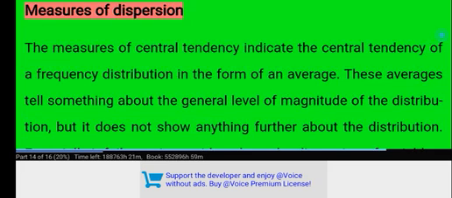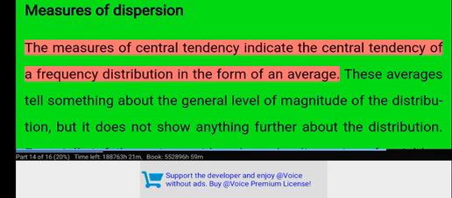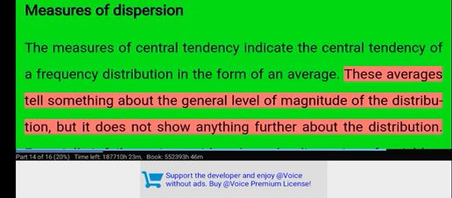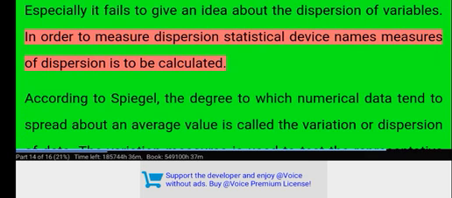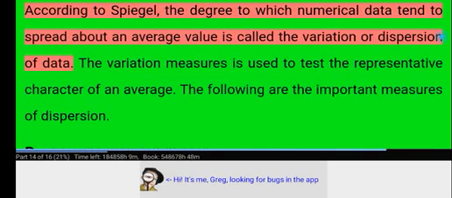Measures of dispersion. The measures of central tendency indicate the central tendency of a frequency distribution in the form of an average. These averages tell something about the general level of magnitude of the distribution, but they do not show anything further about the distribution. Especially, they fail to give an idea about the dispersion of variables. In order to measure dispersion, a statistical device named measures of dispersion is to be calculated.